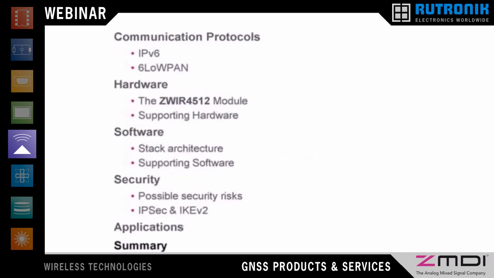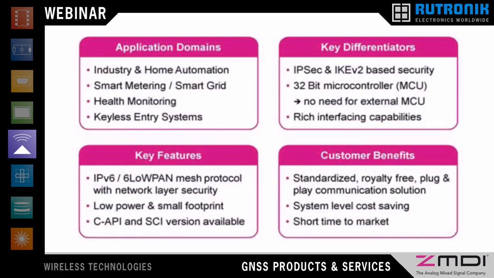Our IPv6 6LoWPAN implementation supports a mesh protocol and network with network layer security. Our module is optimized for low power consumption, and it also comes with a small footprint. We provide the C API and a serial command interface. So the main benefits are that we only use standardized protocols. The software stack is completely royalty-free, and it's a plug-and-play communication solution. And I showed you how easy it is to implement some application to transmit some data. So it's quite easy to develop ready products in a really short time.